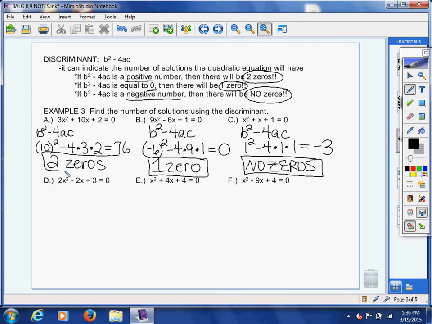So I'm going to leave D, E, and F for you. All you're doing is testing the discriminant. If the discriminant is positive, then you're going to have two answers. If the discriminant is 0, you're going to have just one answer. If the discriminant is a negative number, there aren't any zeros at all. There are no x-intercepts. So you guys get to try those. Good luck with that.